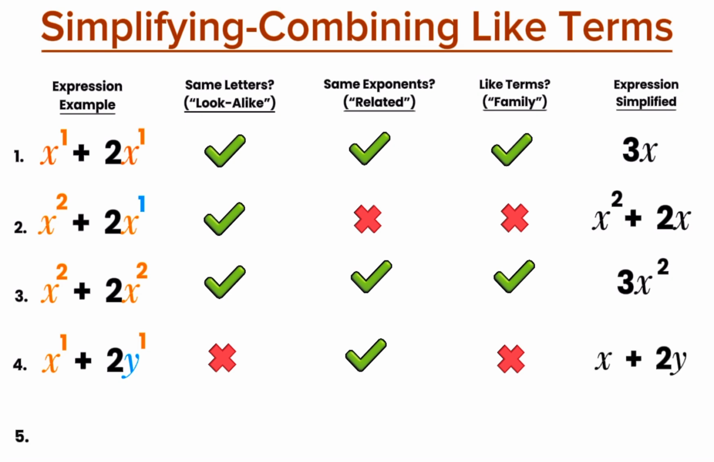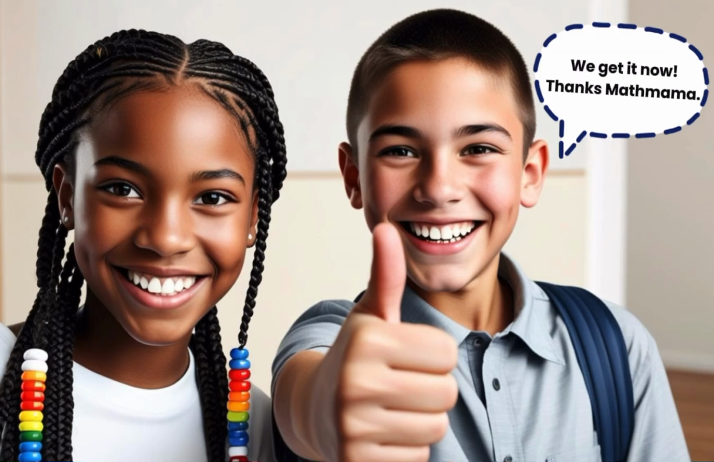Lastly, with x minus 2y squared, we can see that both terms have a different variable letter and both letters have a different exponent. Therefore, these are not like terms. They don't look alike and they're not related. So when simplified, the expression x minus 2y squared stays the same. And that's how identifying like terms works.